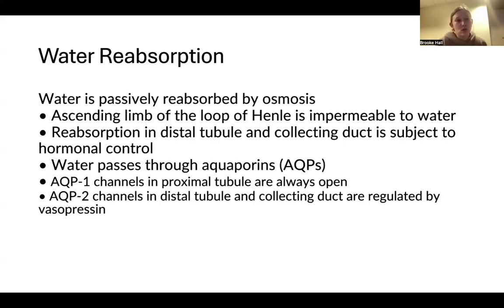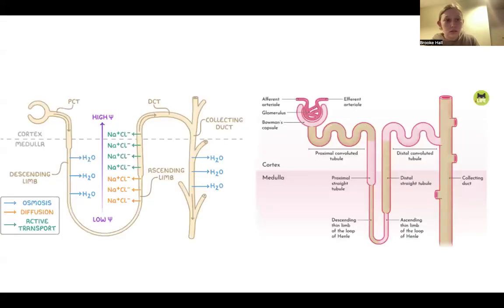With water reabsorption, water is passively reabsorbed through osmosis, and the ascending limb of the loop of Henle is impermeable to water. And reabsorption in the distal tubule and the collecting ducts is subject to hormonal control. Water passes through the aquaporins, also known as AQPs. AQP1 channels in the proximal tubule are always open, while AQP2 channels in the distal tubule and the collecting duct are regulated by vasopressin. We'll go over vasopressin a little bit more later on.